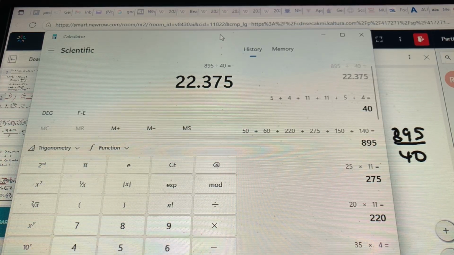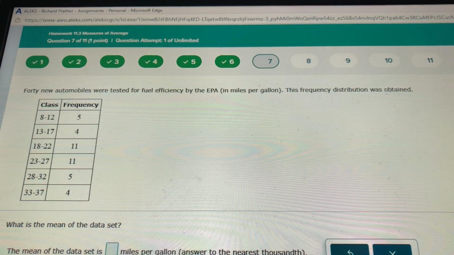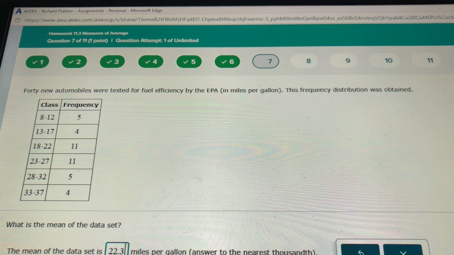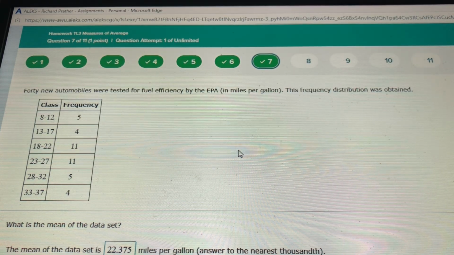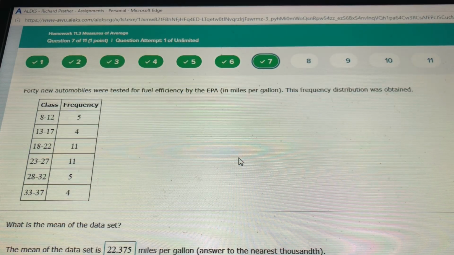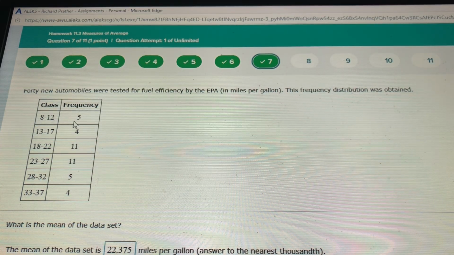895 divided by 40 is about 22.375. Nearest thousandth, they want all three of those numbers, 22.375. The first decimal place is called tenths, then hundredths, then thousandths. So there's nothing to round because it's exactly 22.375. So that's how you can find the mean of what's called grouped data. Whenever the data is grouped together in classes, then we can't know them individually.